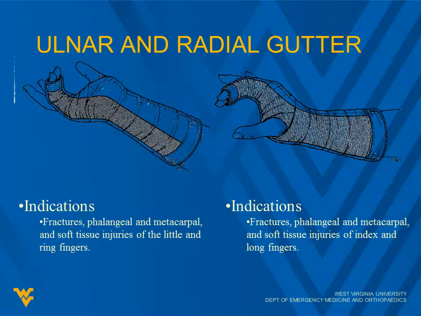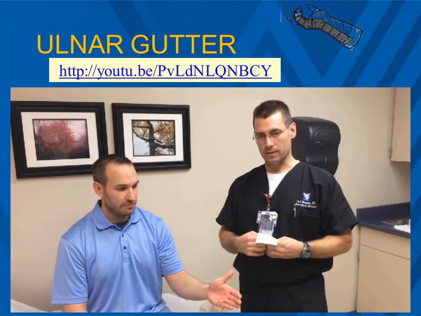So an ulnar and radial gutter. For the ulnar gutter, indications are fractures, phalangeal, metacarpal, and soft tissue injuries of the small and ring fingers. And then for a radial gutter, it's fractures, phalangeal, metacarpal, and soft tissue injuries of the index and long fingers. The position shown here of the ulnar gutter is not the correct position. You want them in the intrinsic plus position, which would be the MCP at 90 and the PIP and DIP fully extended.